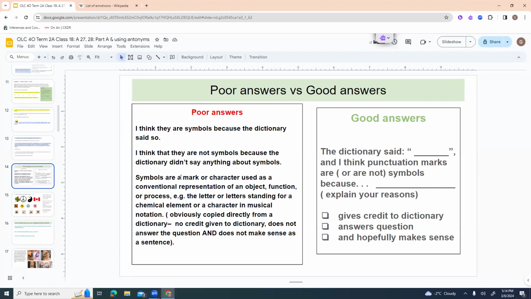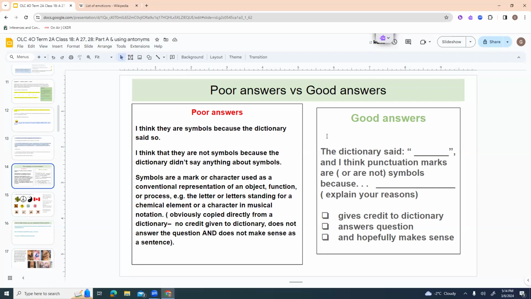So, symbols are a mark or character used as a conventional representation of an object, function, or process. For example, the letter or letters standing for a chemical element or a character in musical notation. Now, a lot of students will write me something like this and think, oh, I've aced it because I have got this right from the dictionary. The thing is, I can tell that you've written that right from the dictionary. So again, I'm not going to give you the marks for that because someone else wrote that dictionary definition. You didn't. I want to know what you think.